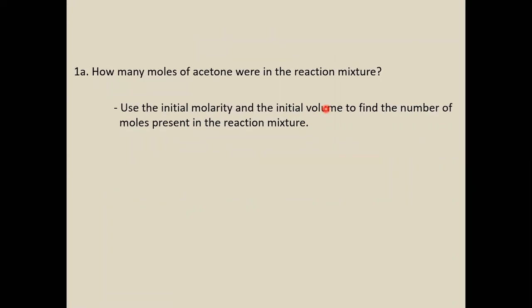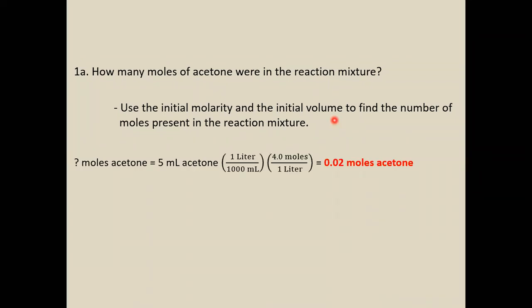Okay, and we want to start by finding the moles of acetone that were in this reaction mixture. If we want to find the moles of any of the reagents that were added to the mixture, we have to look at our initial molarity and our initial volume. The initial molarity and the initial volume will tell us how many moles of that reagent are present. So for the moles of acetone, we're going to take our 5 milliliters and convert it into liters, then multiply it by the molarity, and we have 0.02 moles of acetone in that reaction mixture.